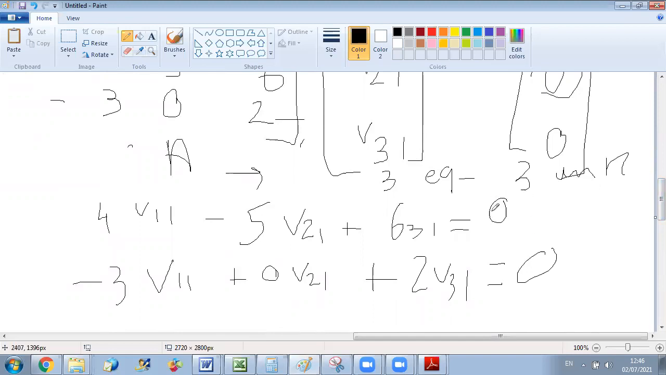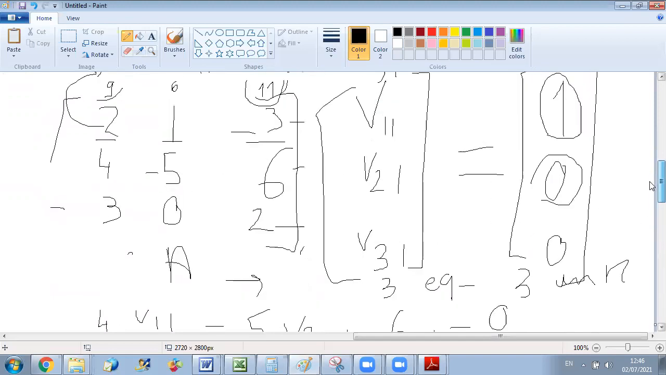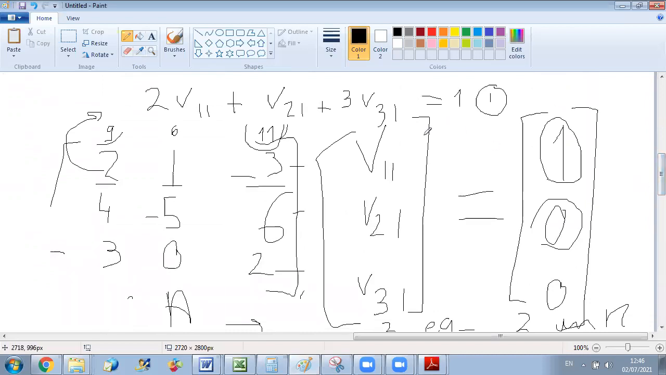Your calculator will give you the first 3 unknowns of A minus 1, which are v11, v21, v31. You will repeat the same procedure to find the second column. So to find the second column, you will write the same system, but now it will be v12, v22, v32, and then here, instead of 1 0 0, you'll get 0 1 0.